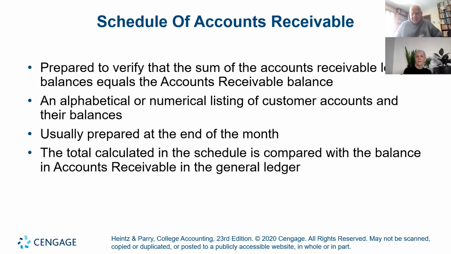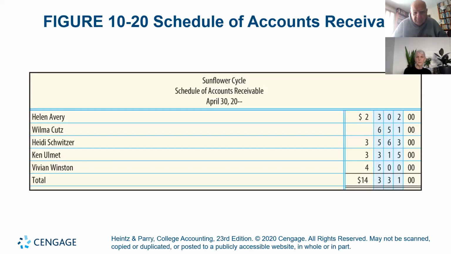It's usually prepared at the end of the month, but you could do it every single day. Perhaps the sales manager is tracking these customers every day, and wants to see what's happening. Your person in the credit department perhaps wants to see it every day to make sure that some of the older customers have been paying. And that balance is compared to the general ledger. The balance in the general ledger at the end of the month was $14,331.